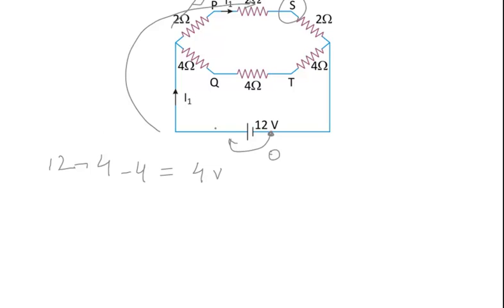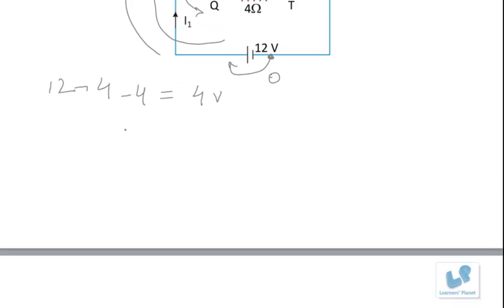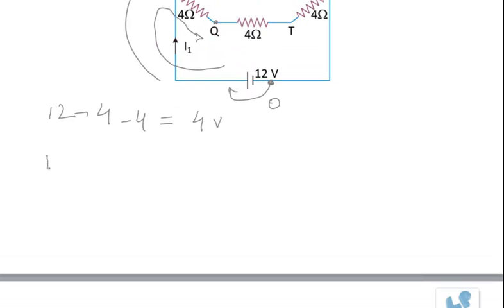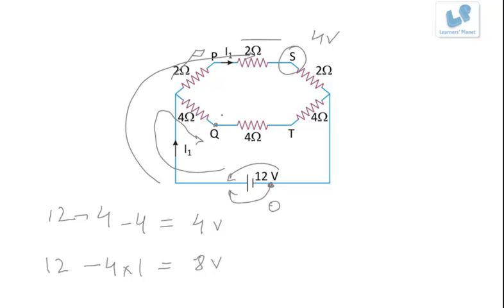Similarly, if we find out the potential of point Q by traversing in this direction, then the potential is 12 volt. There is a potential gain first, then there is a potential drop, 4 into 1 IR, that is 8 volt. So point Q is at higher potential and point S is at lower potential.